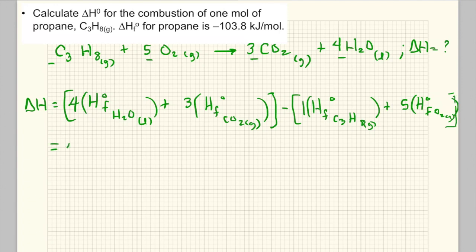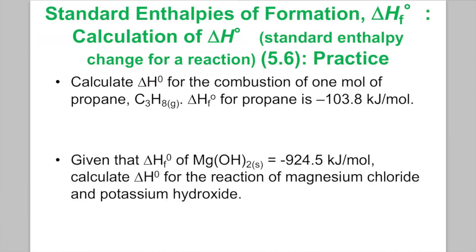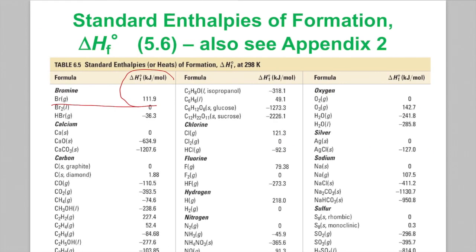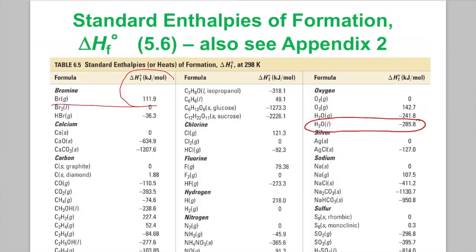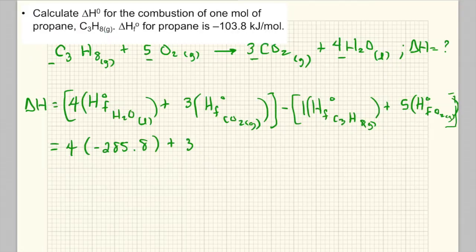Then we would go to our chart and we would find water liquid. So we're going to go back to that chart that we just saw and see if we can find water liquid on here. And you can see here's water liquid, and it would be negative 285.8. So we would have 4 times negative 285.8 kilojoules per mole, plus 3 times, we're going to go back to our chart and see if we can find carbon dioxide gas. There's my carbon dioxide gas, negative 393.5.